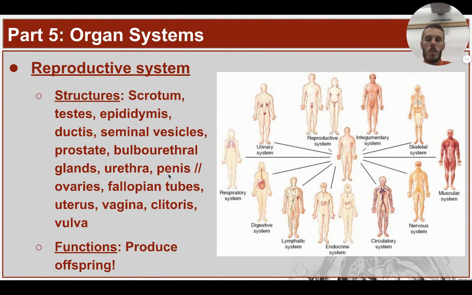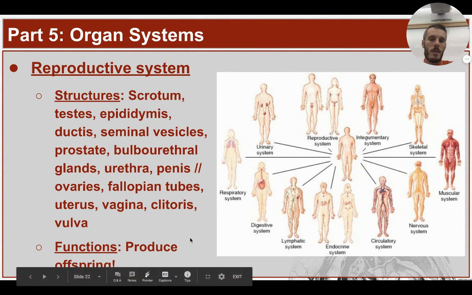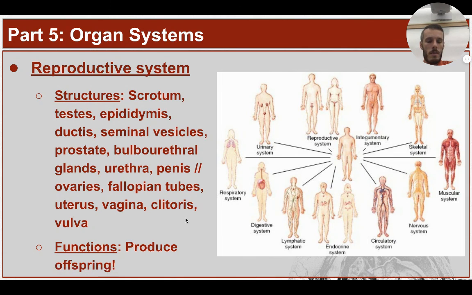Okay, and then finally we have the reproductive system. So it is obviously different between males and females, but the whole goal is to perform sexual reproduction to produce offspring, because none of us are going to live forever. So the goal of the reproductive system is to produce offspring to continue our species.